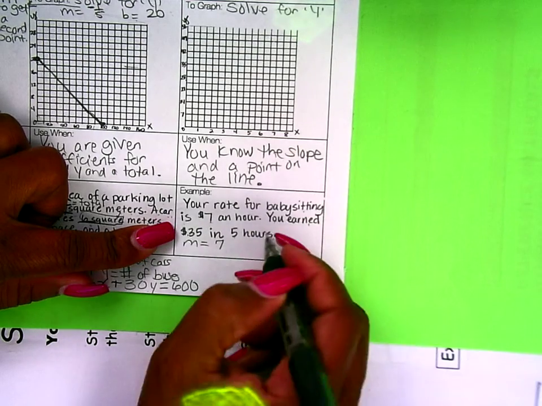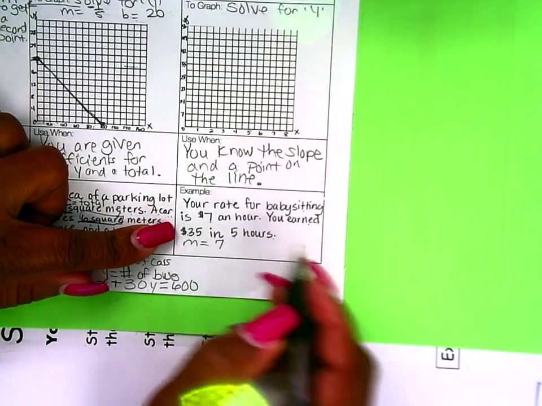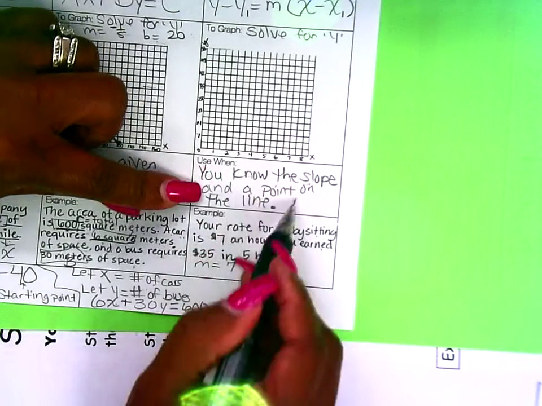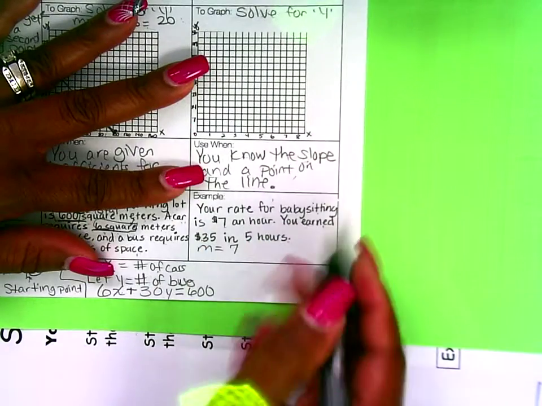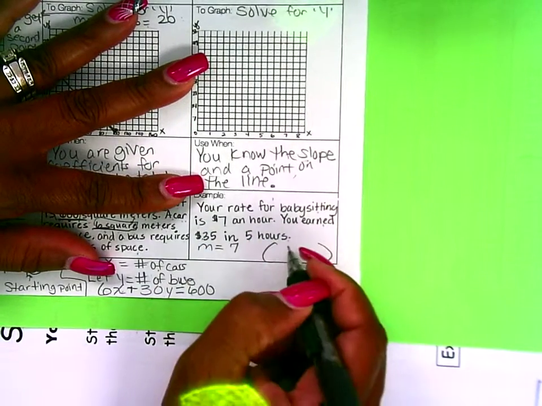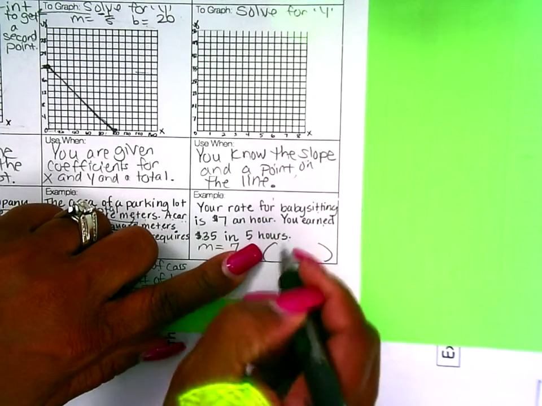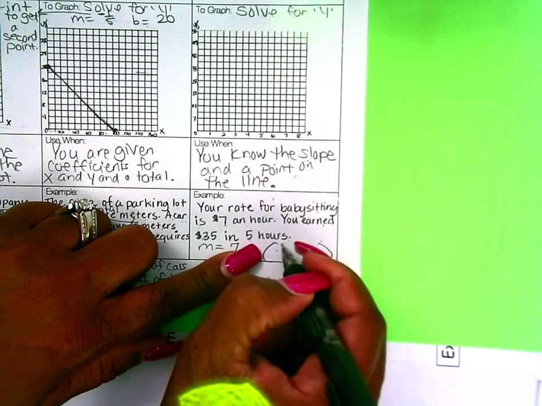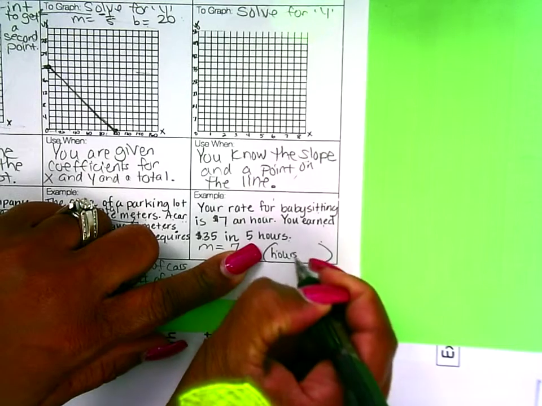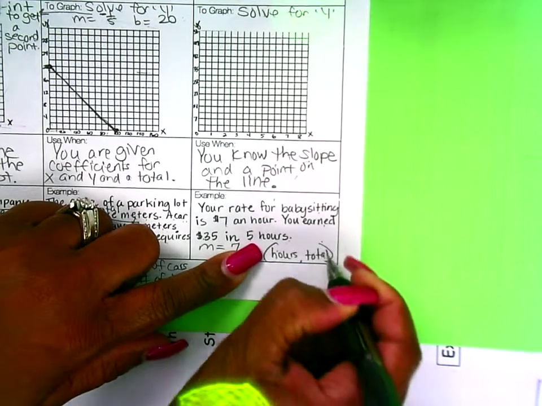So here, guys, remember, you know the slope and a point on the line. So they gave us a point. Here will be our hours, and this is our total. Let me write this down here: your points, hours, total.